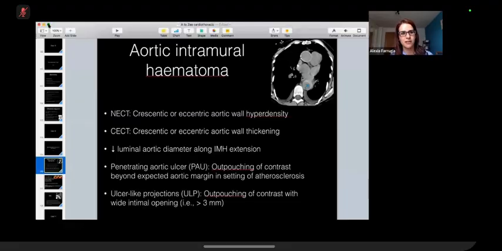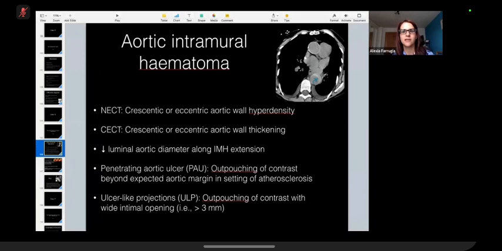So on the unenhanced scan, this is the aim of doing an unenhanced scan in a patient presenting with a suspected acute aortic syndrome. It's to outline this crescentic hyperdensity within the wall of the aorta. And then on contrast enhanced CT, there was eccentric aortic wall thickening. There's decreased luminal aortic diameter along the extension. In this case, it was quite extensive, extending down to the abdominal aorta as well.